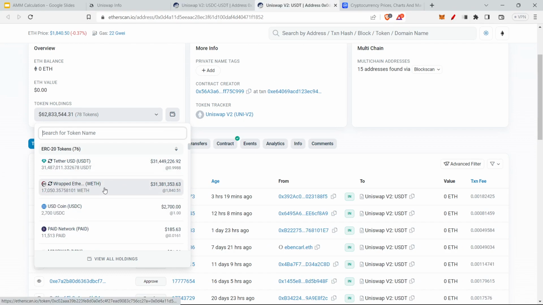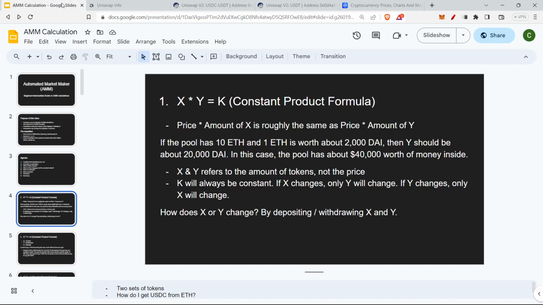And likewise, if you look at WETH and USDT, the price of WETH is 1,840 and the amount of WETH is 17,000. So the price times amount of this should be equivalent to the price and the amount of this. Now, if the pool has 10 ETH and 1 ETH is worth about 2,000 DAI, then Y should be about 20,000 DAI.